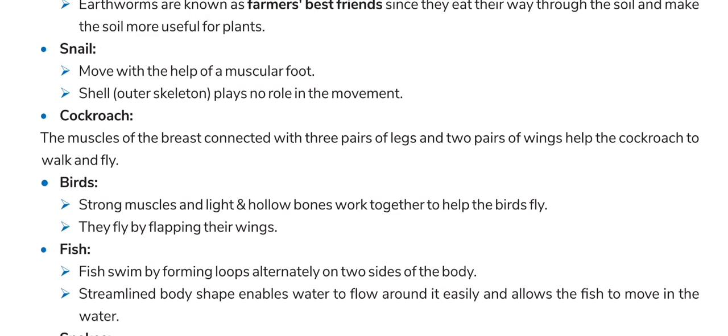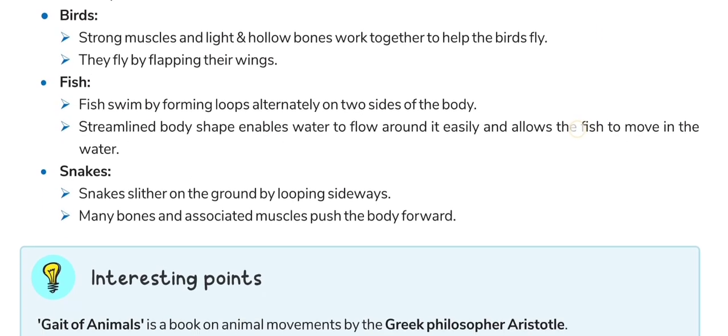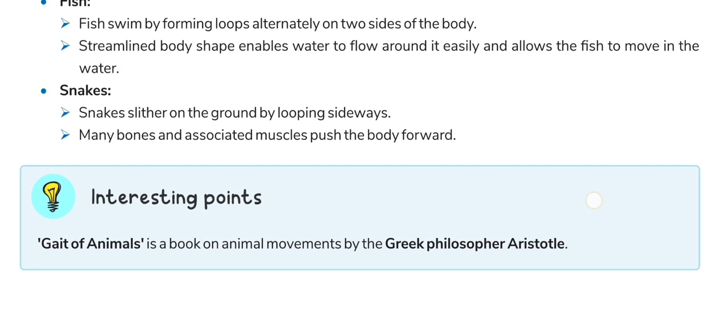Fish. Fish swim by forming loops alternately on 2 sides of the body. Streamlined body shape enables water to flow around it easily and allows the fish to move in the water. Snakes. Snakes slither on the ground by looping sideways. Many bones and associated muscles push the body forward. Interesting points. Gait of Animals is a book on animal movements by the Greek philosopher Aristotle.